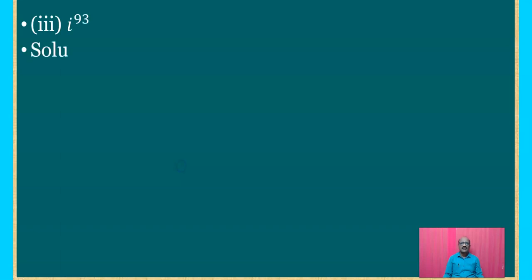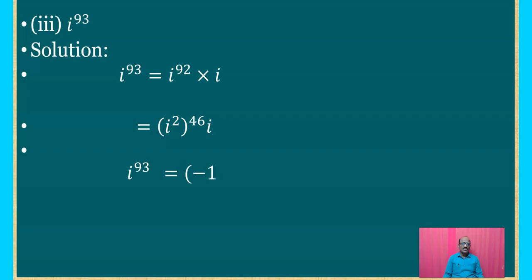Next is i^93. It can be written as i^92 into i, that is (i²)^46 into i, which is (-1)^46 into i, which is again 1 into i, that is i.